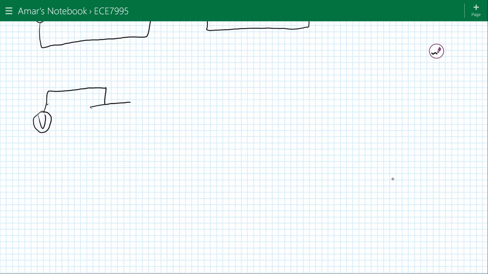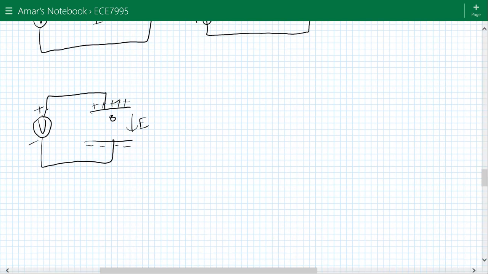Back to this drawing again. I always like to come back to this. If we put a positive voltage here, we get positive charges, negative charges, and we get an electric field. If we were to put a charge Q in that electric field, the force is equal to the electric field times Q. This is the electrostatic force.